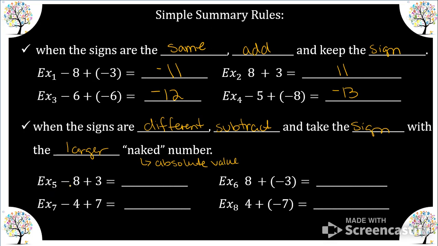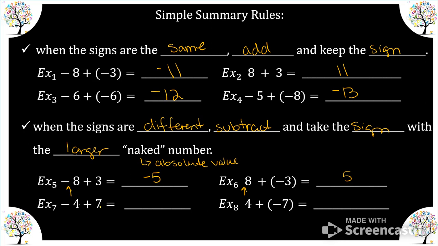So example 5, we have negative 8 plus 3. These are different. We subtract. We have more negatives, so our answer is negative 5. 8 plus negative 3, signs are different. Subtract. There are more positives, so our answer is positive.